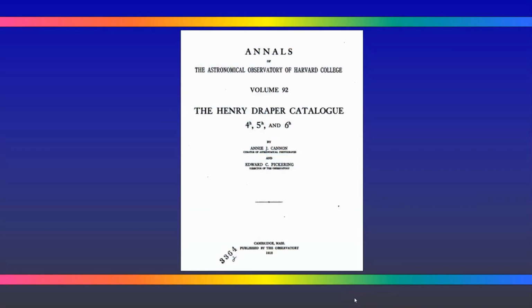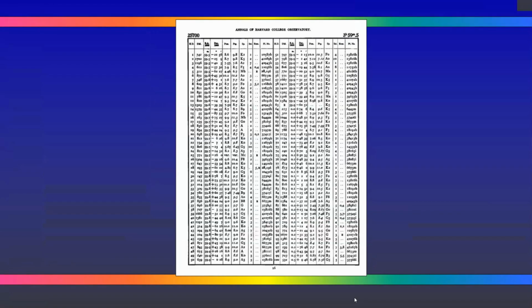This catalog is a catalog. It's not necessarily designed for light reading. It's a catalog. It's an inventory of the stellar spectra.